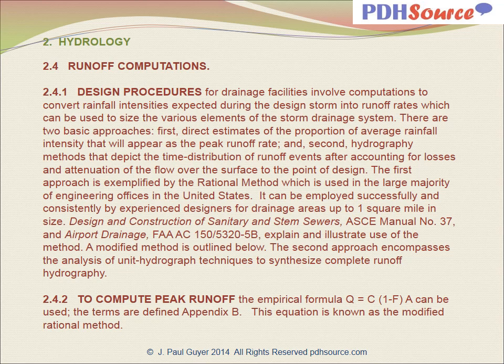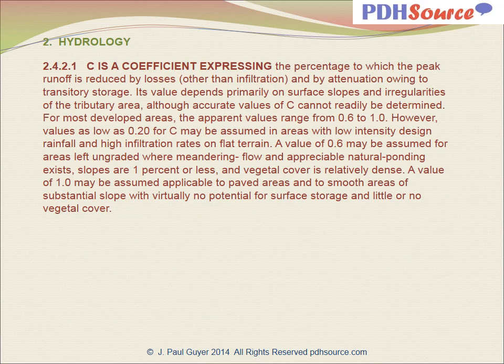To compute peak runoff, the empirical formula Q equals C times (1 minus F) times I times A can be used. These terms are defined in Appendix B at the end of this presentation. This equation is known as the modified rational method. C is a coefficient expressing the percentage to which the peak runoff is reduced by losses other than infiltration and by attenuation owing to transitory storage.